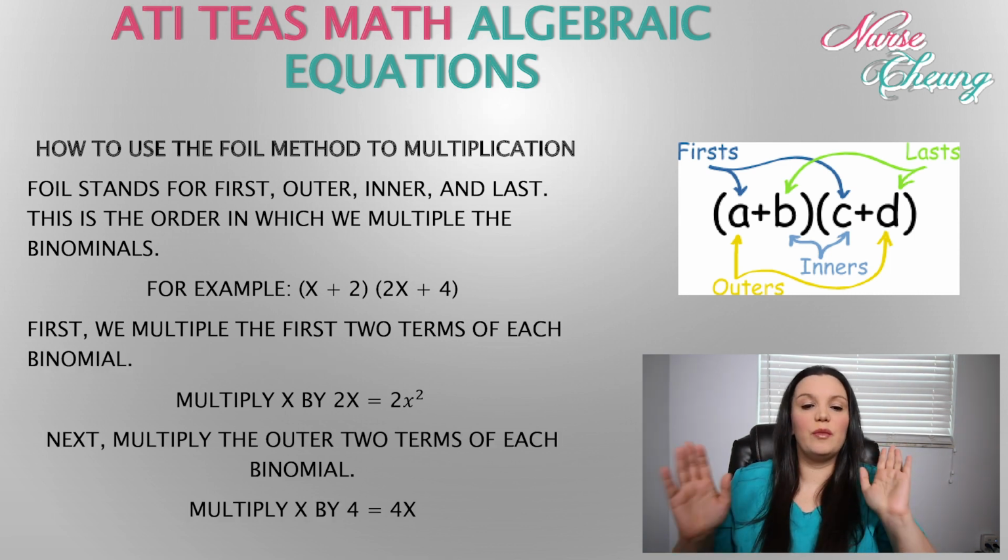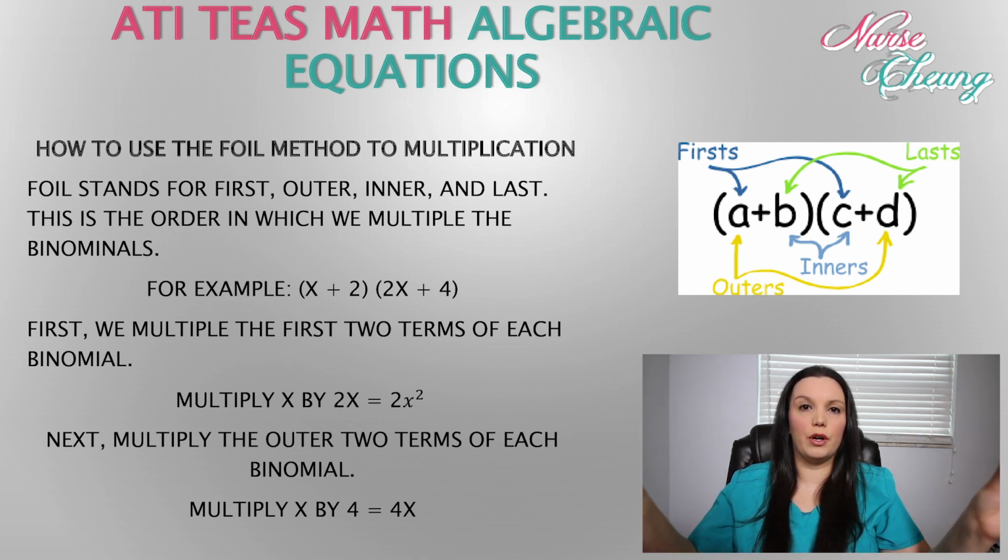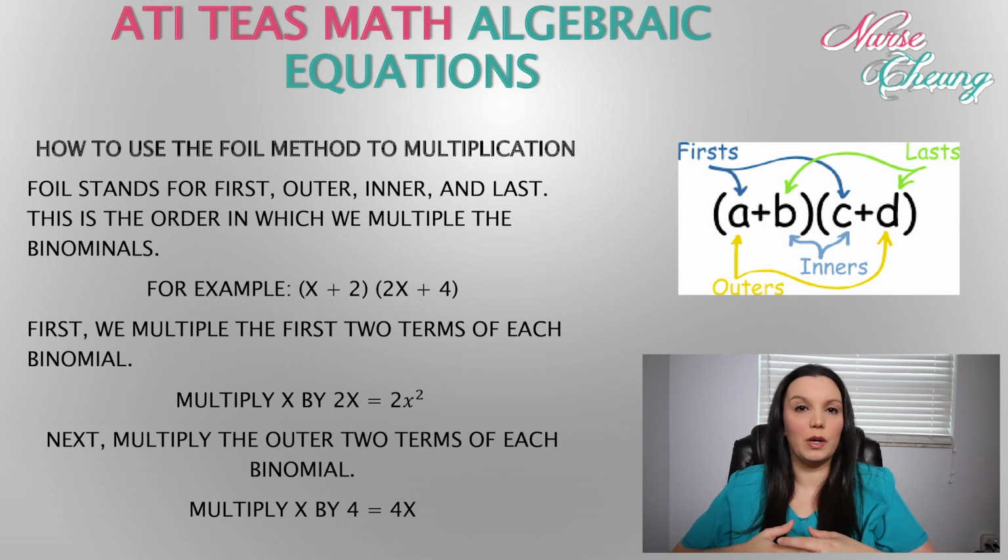So step 2 is we're going to multiply the outer terms of each binomial. What numbers are on the outer parts of the binomials? We've got x and 4. So we're going to multiply x by 4 and we get 4x.